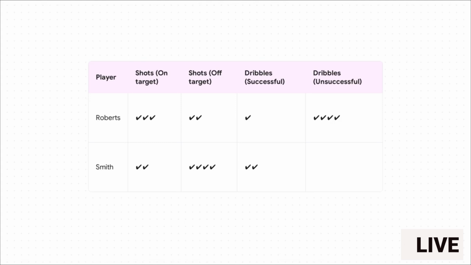And this is pretty much what it looked like at the start. Super simple tally sheets just to track key actions. So for a player here named Roberts, you can see right away, okay, 3 shots on target, but only 1 successful dribble compared to 4 bad ones. It's basic, for sure, but it's data. It's a real, factual place to start a conversation about a player's performance.